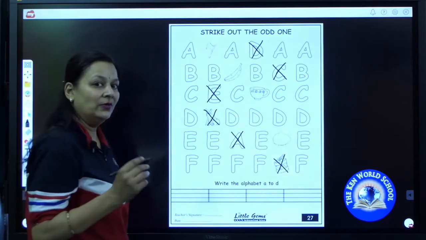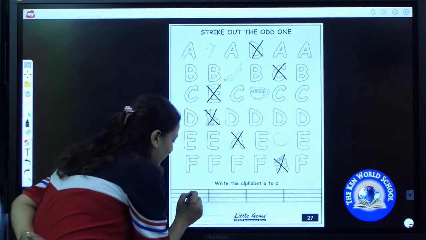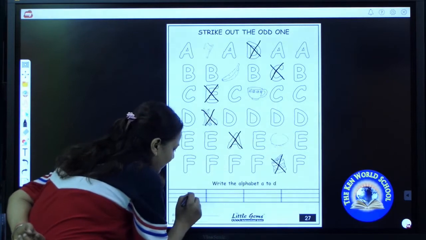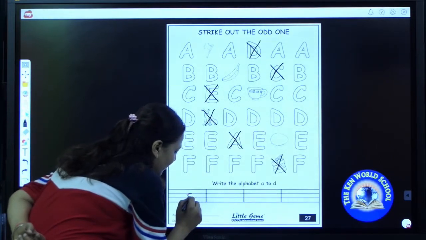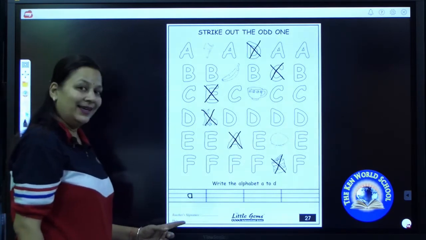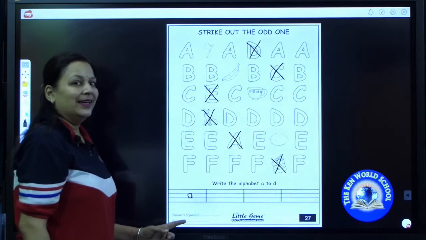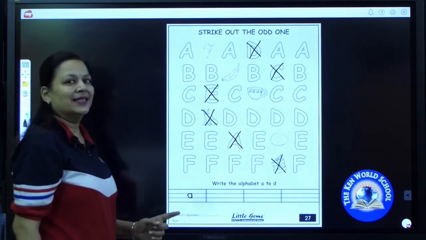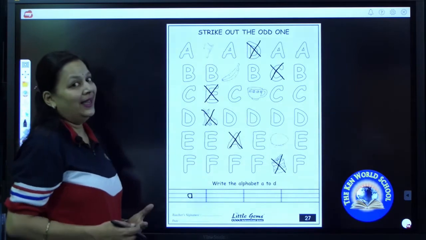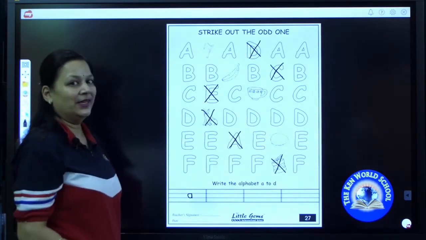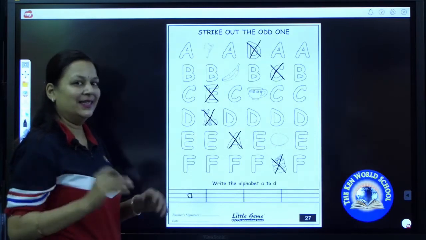Now watch me carefully how I am writing A. I will start it from the middle line. Make a curve till base line. Go up to down, standing line. A. A says A. A as in X. Now it's your chance. Write it properly. Write it nicely.